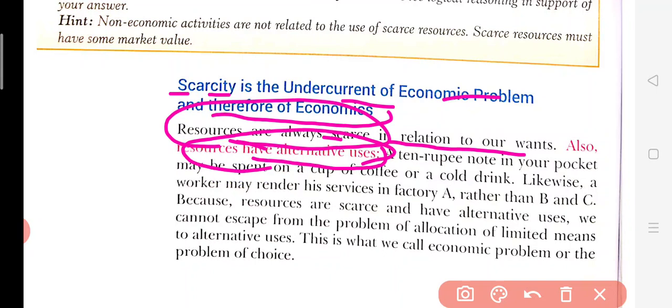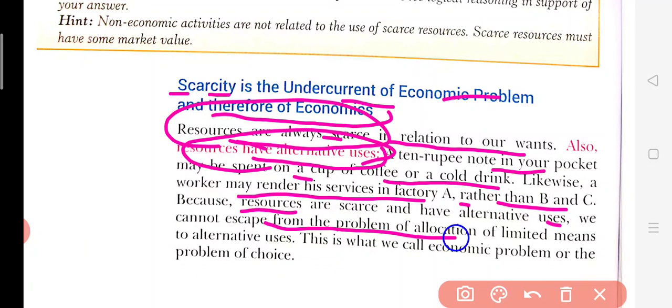So you have to use these resources in order to maximize your satisfaction. A 10 rupee note in your pocket may be spent on a cup of coffee or a cold drink. Likewise, a worker may render his services in factory A rather than B and C, because resources are scarce and have alternative uses. We cannot escape from the problem of allocation of limited means to alternative uses. This is what we call the economic problem, or the problem of choice. Suppose you have money, you can buy a coffee or a cold drink. Your money is limited, so you can satisfy yourself by getting either coffee or a cold drink.